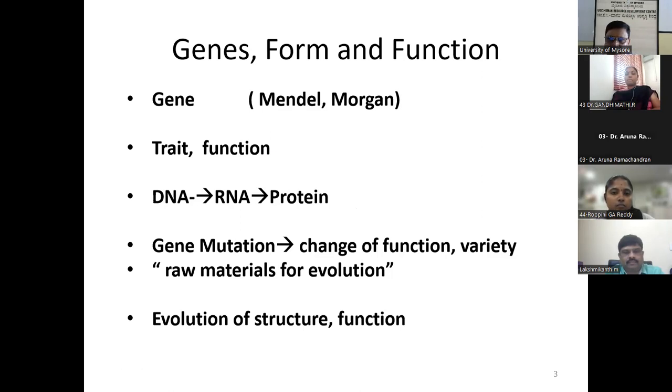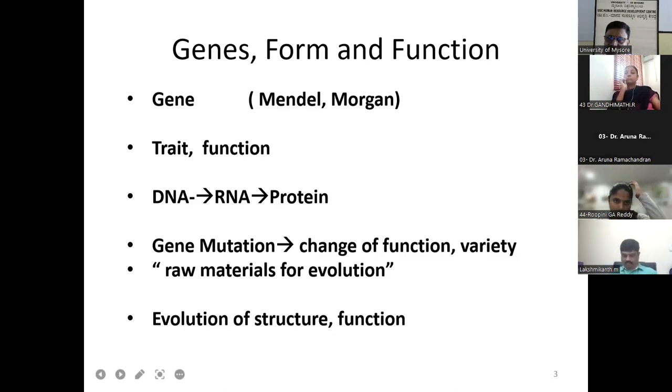generation. So therefore, in the evolutionary theory, it was propounded that genetic mutation is a change of function, which gives rise to variety that is selected by nature during the course of evolution of life on Earth or a species in a given environment. Therefore, genetic mutations are still considered as the raw materials of evolution. This is a central theory in which we explain evolution.